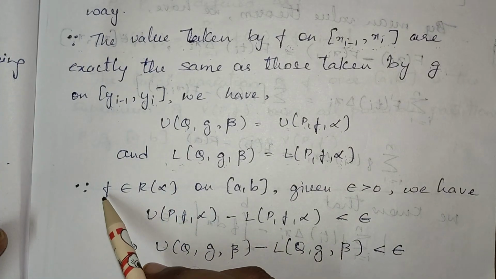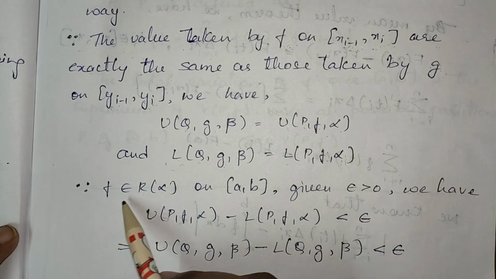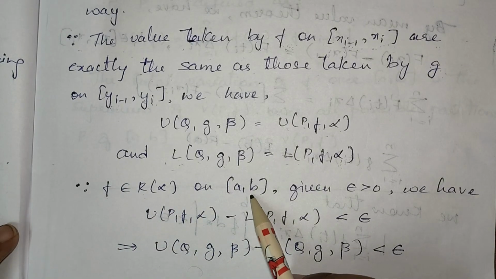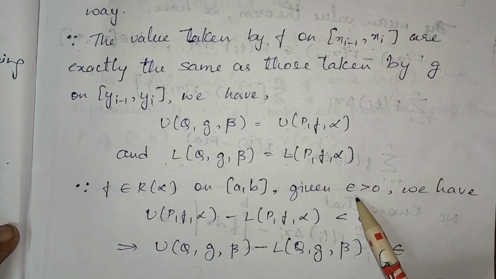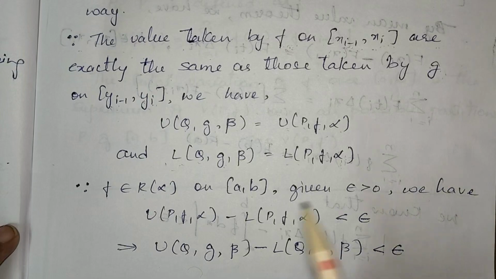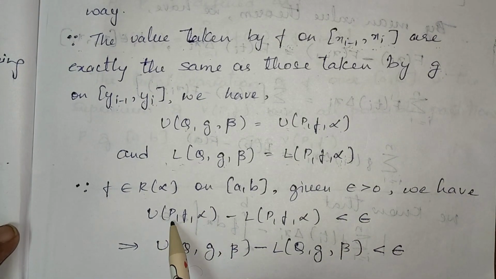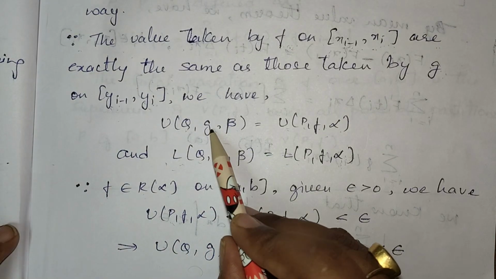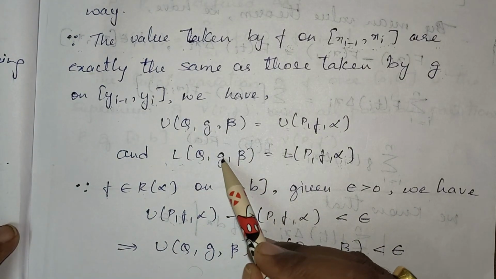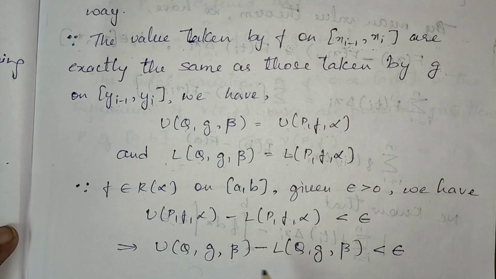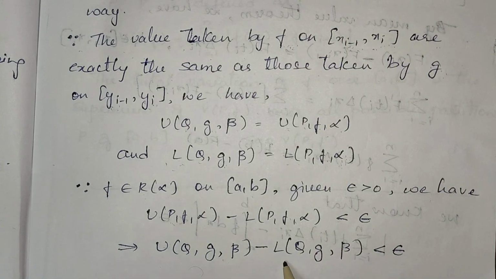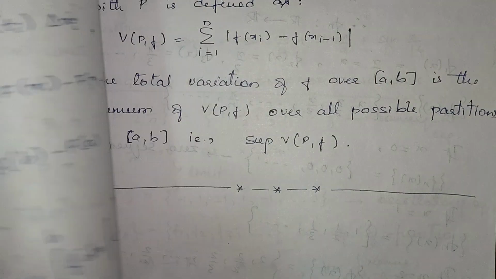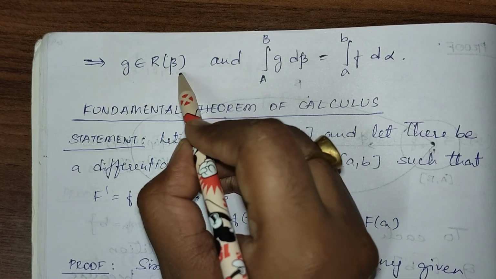And we know that f belongs to R of alpha. This is also given in the statement itself. Since f belongs to R of alpha on the closed interval a, b, given epsilon positive, we have by the condition of integrability that the difference between the upper sum and lower sum is less than epsilon. Since this is equal to the upper sum of g and this is equal to the lower sum of g, the upper sum of g minus the lower sum of g is less than epsilon. And therefore g also belongs to R of beta.